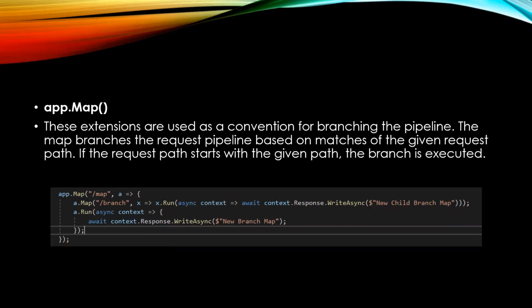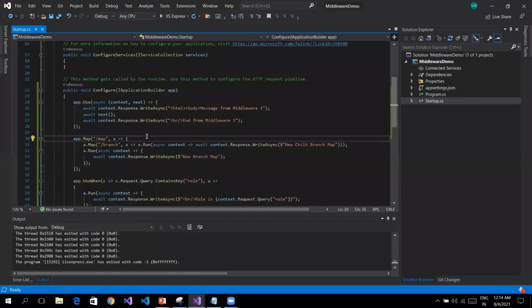Let's go ahead and see it in practice. I'm just going to add this piece of code in my Visual Studio Code, in the project. So let's move on to Visual Studio. You can see app.map, and what I'm doing here is /map, and we have one more thing, /branch. When you provide /map in the URL, this new branch map gets executed, and if you provide even more /branch, the new child branch gets executed. Let's run it and see whether it's as expected.